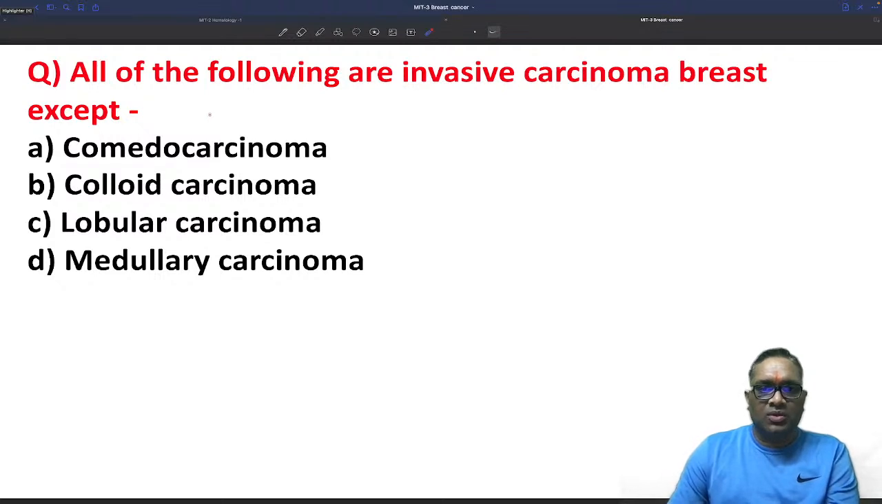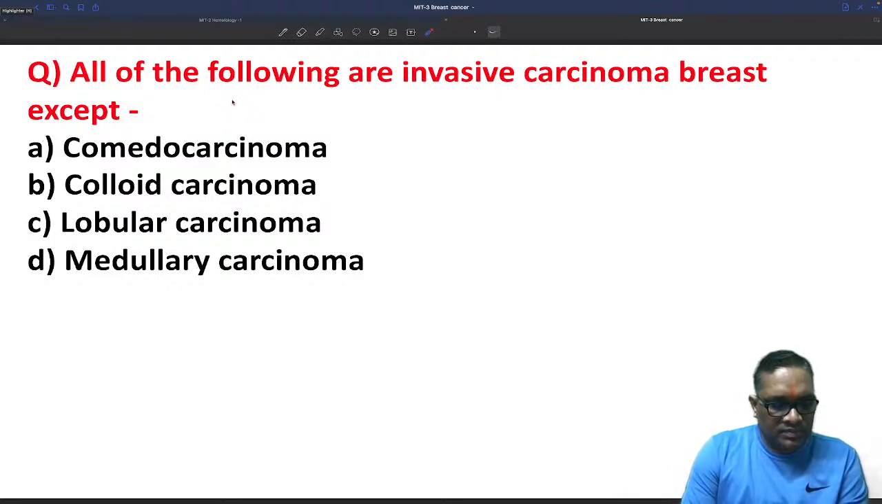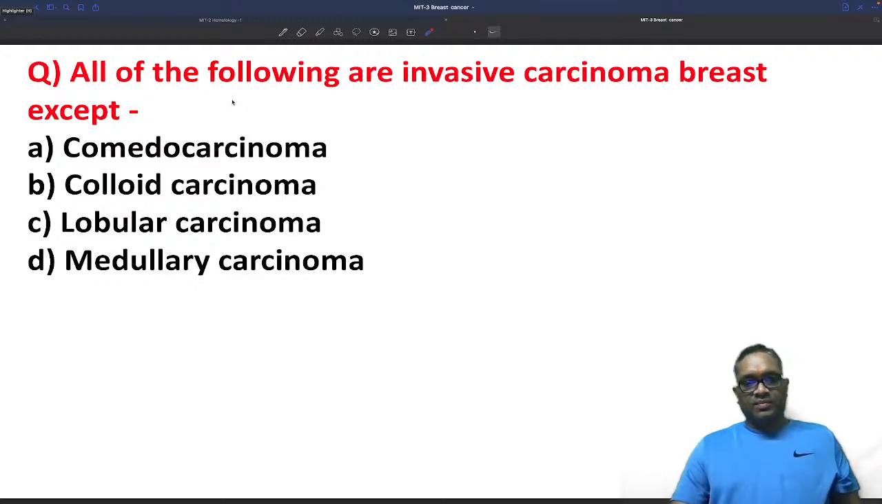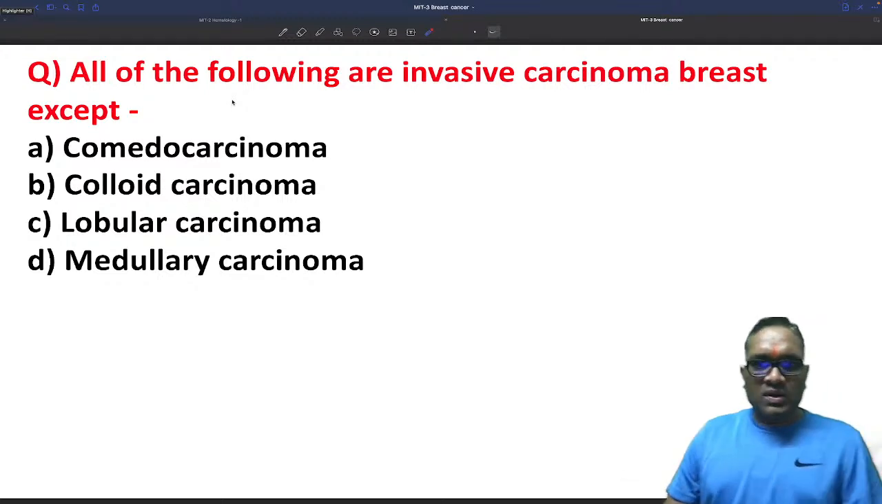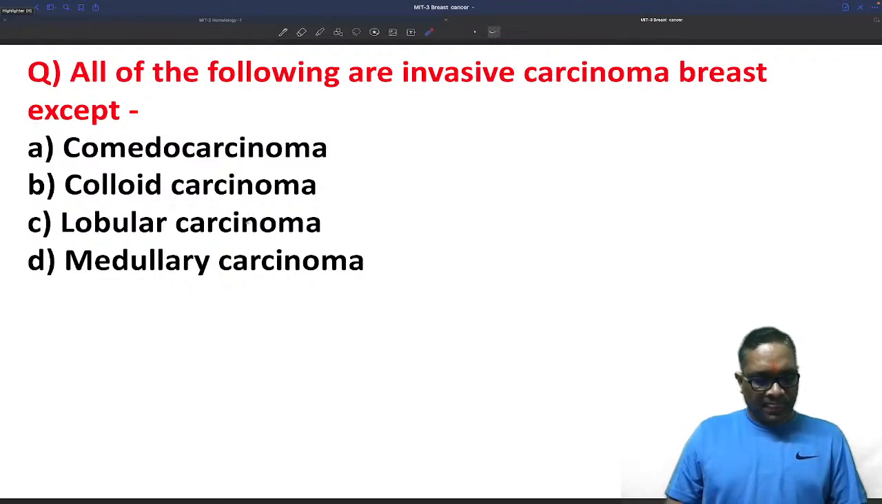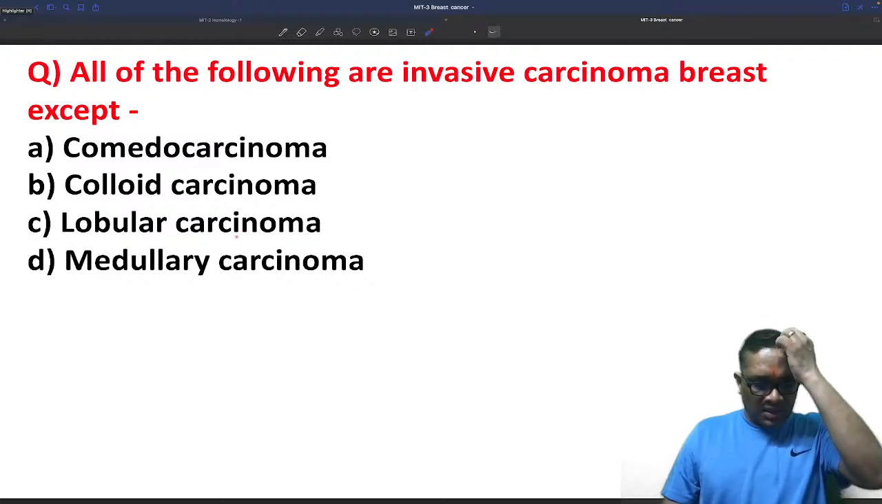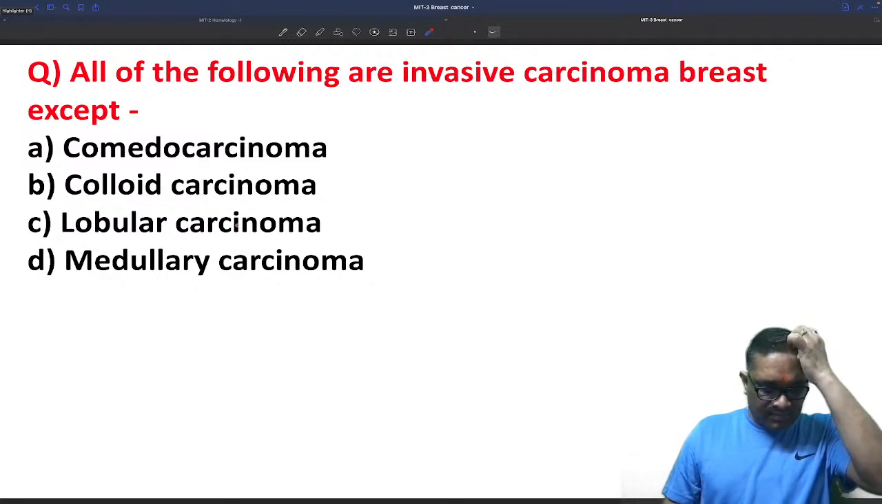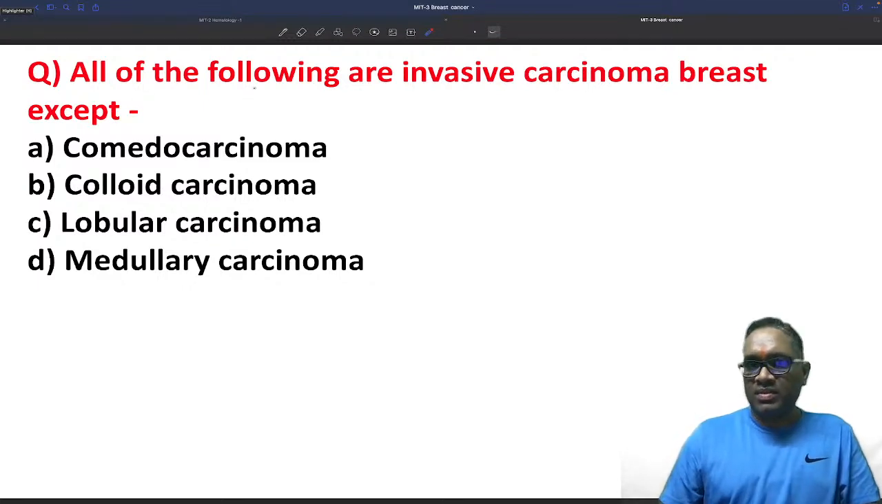So what is the answer? Which is not invasive? Anybody? The question is: all of the following are invasive carcinoma of the breast except... Mintu Yadav has given me the first correct answer. Right, so here we have to remember that the correct answer is A.